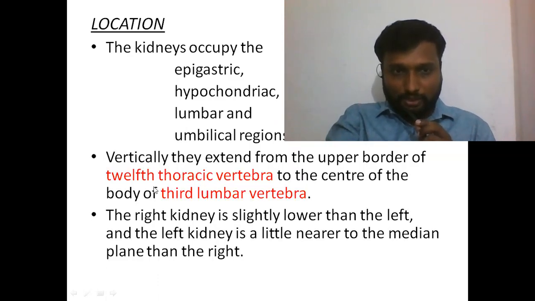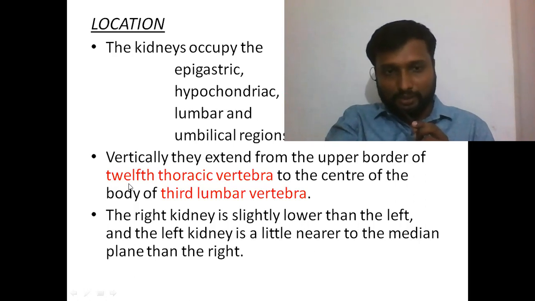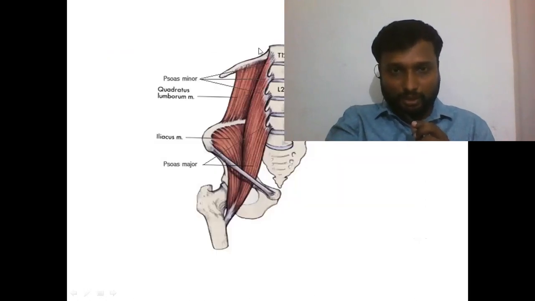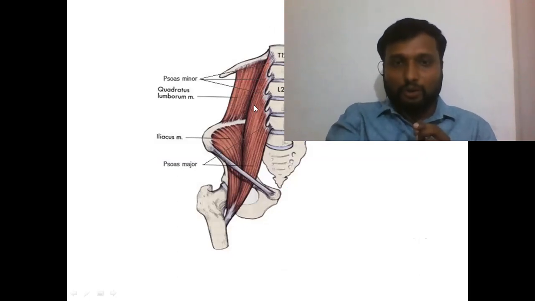See, vertical extension: the upper pole lies at the level of the 12th thoracic vertebra, the lower end lies at the level of the 3rd lumbar vertebra. It extends from here to here, on the right and the left. And the right one is a little bit lower than the left one, because on the right side we have the liver. Because of the push of the liver, this right kidney is a little bit lower.